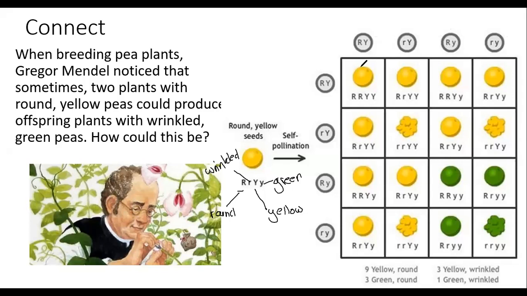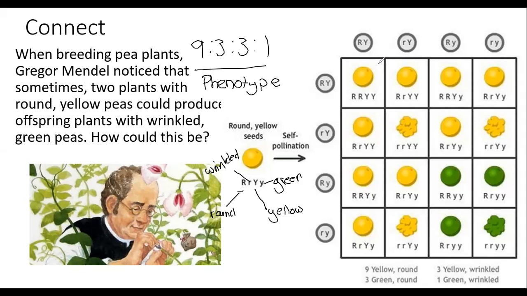And what we should find is if we cross a heterozygous individual with another heterozygous individual, we should get a Mendelian ratio of 9, 3, 3, 1. So we should get 9, and that is our phenotype. Okay, so that is our phenotype. So we should get 9 that are yellow and round.